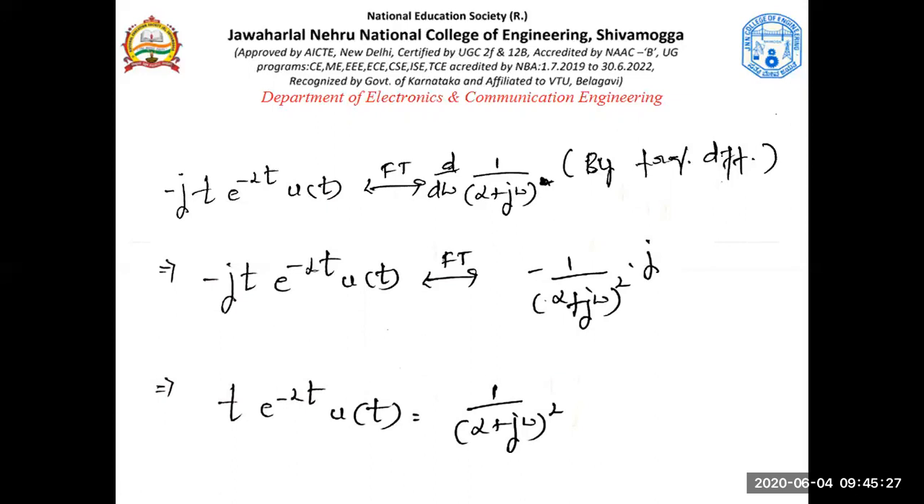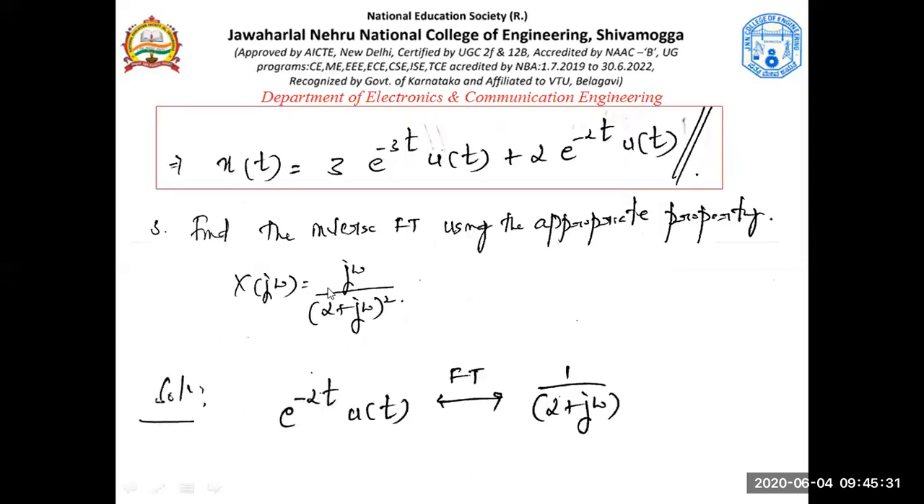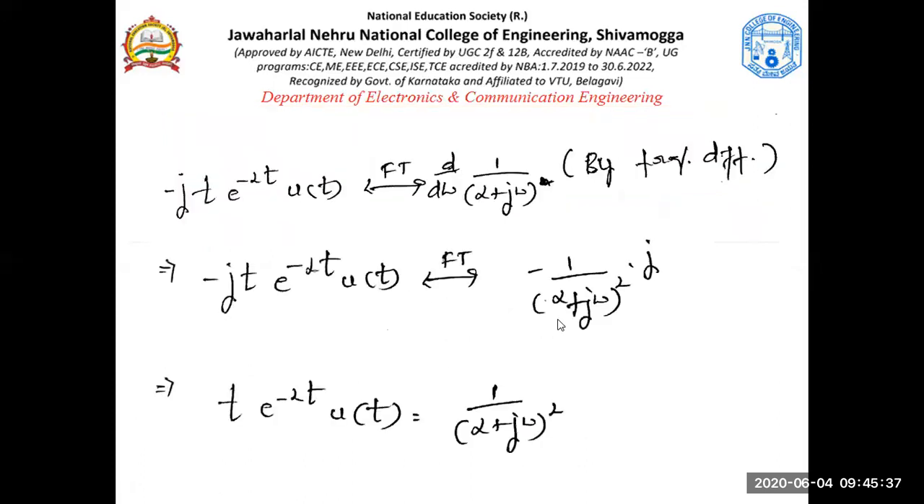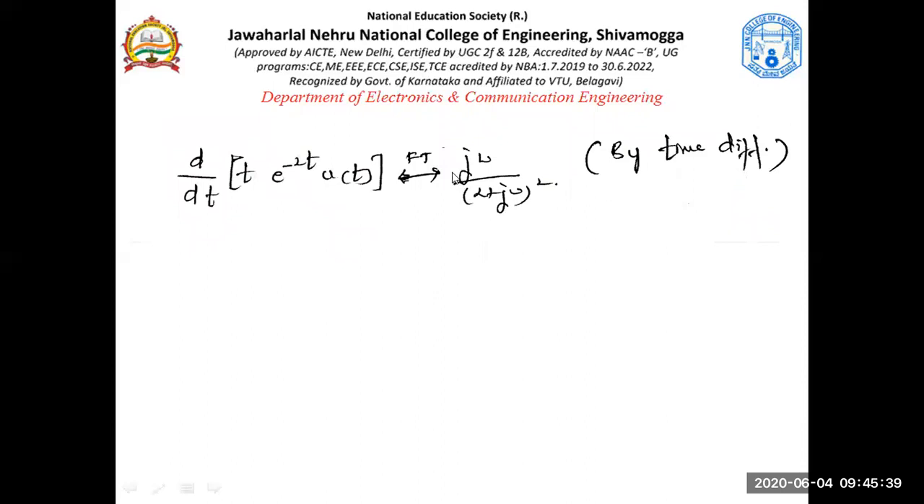Fine. Now, along with this term, what is there? Along with 1 by 2 plus j omega square, there is a j omega. How to deal with that? If you have to have a j omega here, then you have to differentiate the time domain signal with respect to t. Fine. Differentiate that.